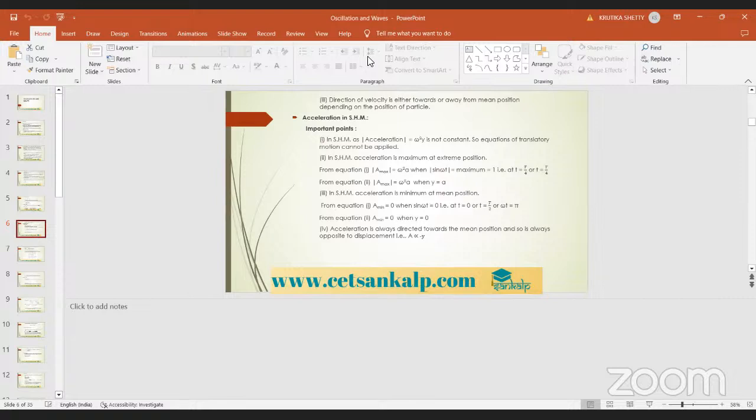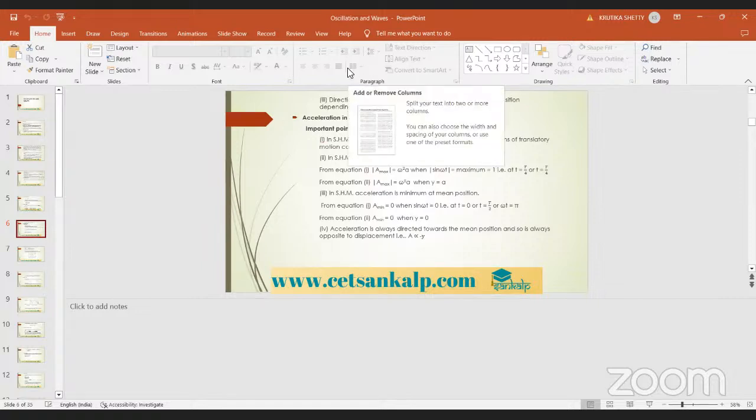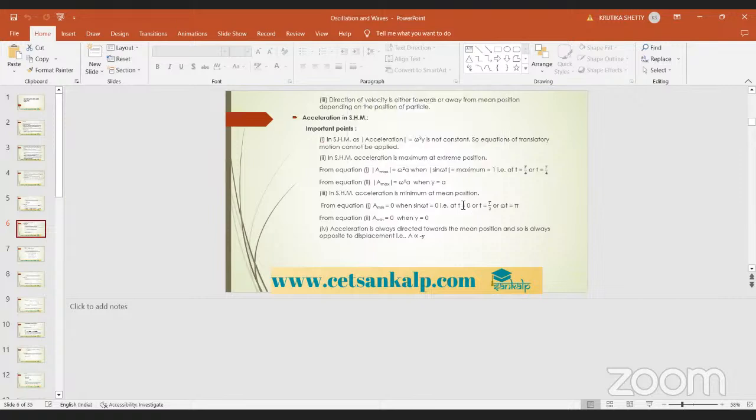So where is it maximum in simple harmonic motion: kinetic energy, acceleration? Sorry, velocity is maximum at the mean position, and acceleration is maximum at the extreme position. Okay, then next, the acceleration is minimum at the mean position. Right?